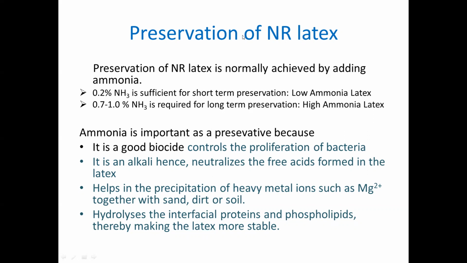Now, if you don't know what are the factors that are affecting latex stability, you will not be able to come up with an answer like this. And also, rather than using other acids, we can use ammonia because this is volatile. So easily we can remove ammonia when you need to make products. So that is another good reason why we can use ammonia as a preservative for natural rubber latex.